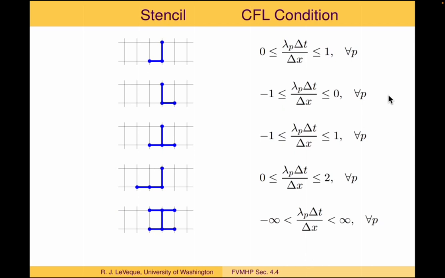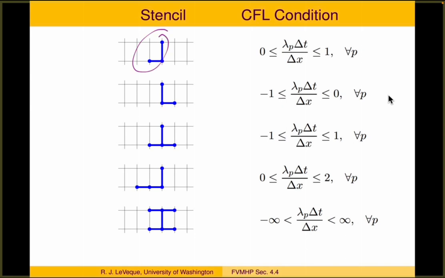So if we look at these same stencils we looked at before, but now in the context of a hyperbolic system, the CFL conditions look almost identical, except that now what we require, for example, if this is our stencil, is that lambda p times delta t over delta x should be between 0 and 1 for all p going from 1, 2, 3 up to m. So if we have a system of m equations, then all of these characteristics would have to trace back to lie within this triangle in order to have something that is behaving properly.